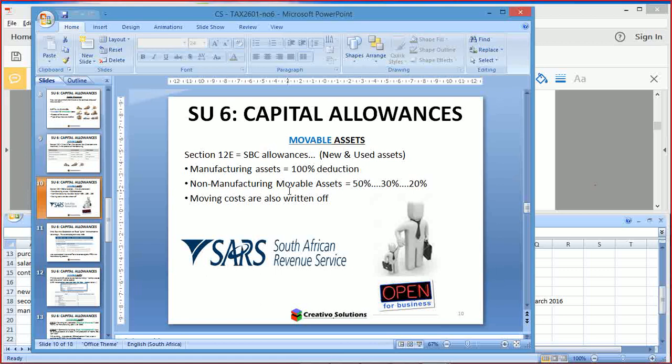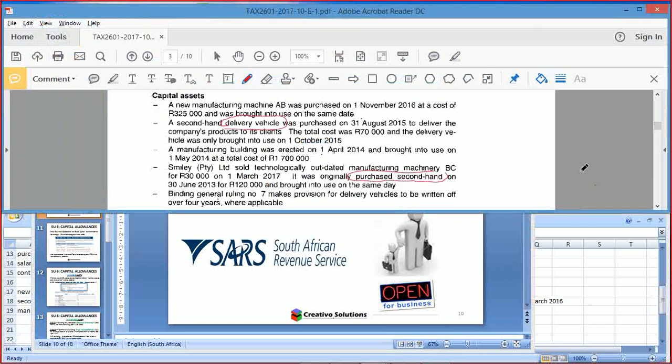No, what do you mean movable? Well, yes, if it's a movable manufacturing asset, yes, I claim everything. Okay, so was this a movable manufacturing asset? No, so it was a movable non-manufacturing asset. Where do you see non-manufacturing? Which one are you talking about? Oh, we're not talking about the delivery vehicle, sir. Yeah, we are. But we circled this one as well, so I thought maybe you're looking at the second-hand manufacturing machinery. No. I'm just trying to understand.